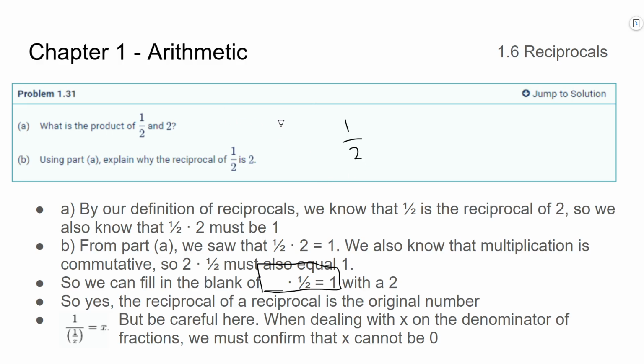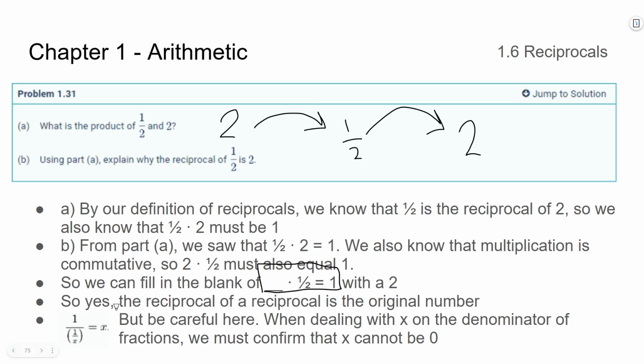And the reciprocal of 2 is 1/2. So that means that the reciprocal of the reciprocal is back to the original number. So if you have 2, the reciprocal is 1/2, and then the reciprocal of 1/2 is back to 2 again. You can also write it like this right here: 1 over (1 over x) is going to equal x.